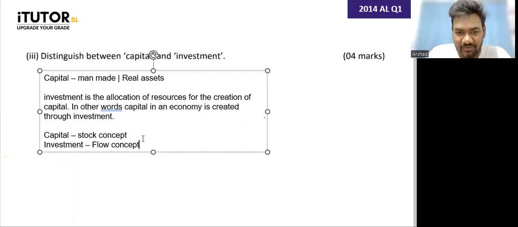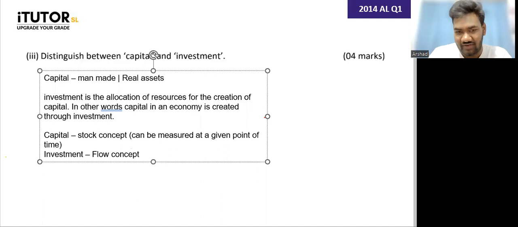So remember what stock and flow mean, guys. A stock concept can be measured at a given point of time. You all would have learned this under unit number 1. What is a flow concept? It is measured for a period of time. That is what a flow concept is about.